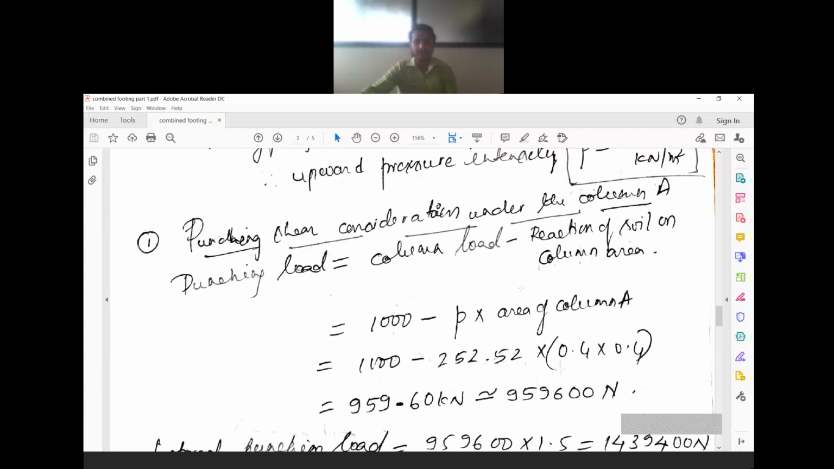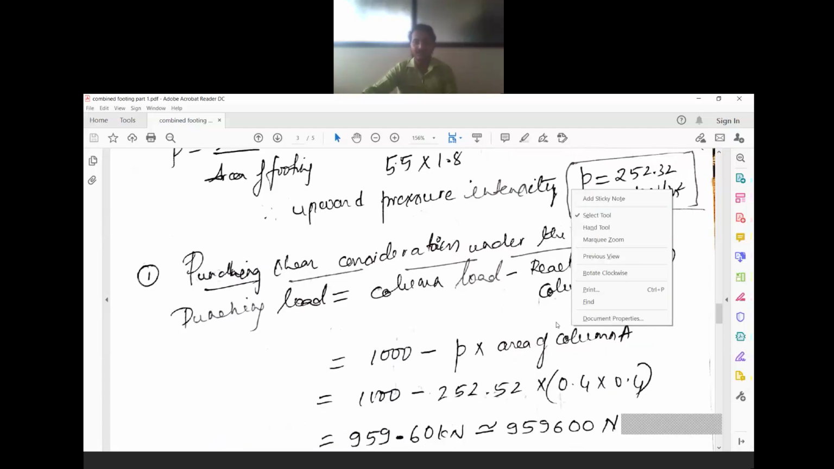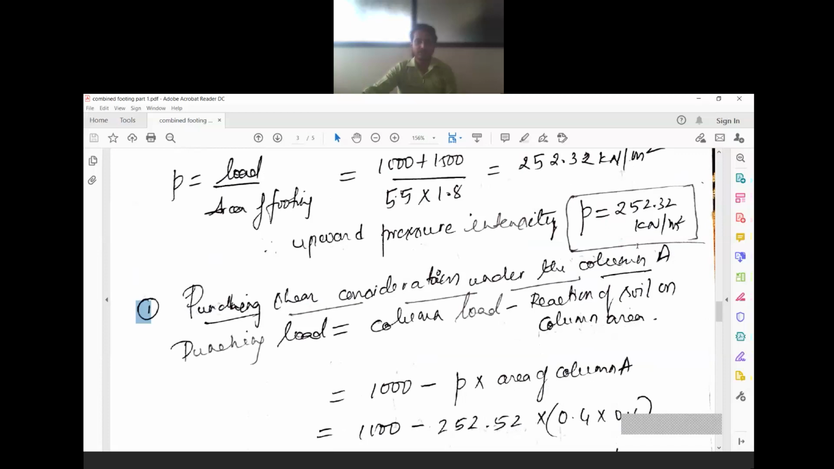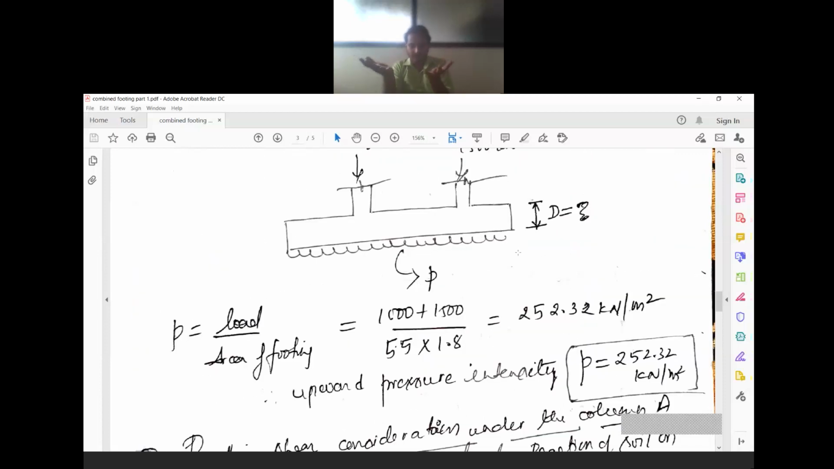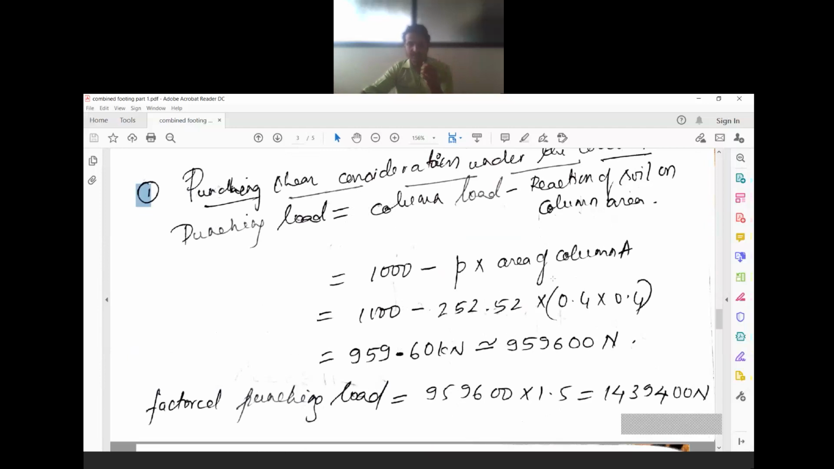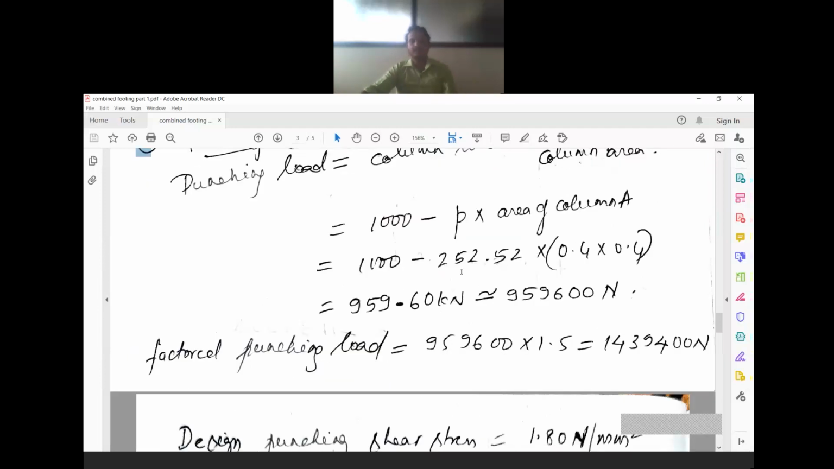Column area for column A is 400 by 400 mm, that is 0.4 by 0.4 m. What is the soil reaction, the upward soil pressure? We have calculated it just now: it is 252.32, acting all over the foundation. But for the punching shear consideration, we have to consider only the area under the column. Only as much load and area as is under the column must be considered. So that much area: p is 252.32, and the area of column A is 0.4 by 0.4.